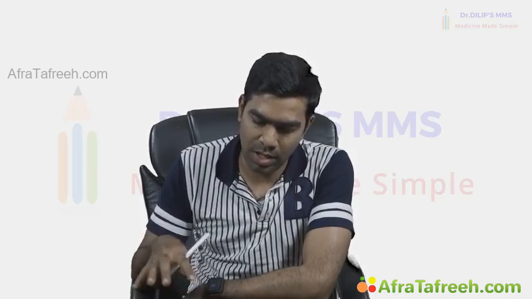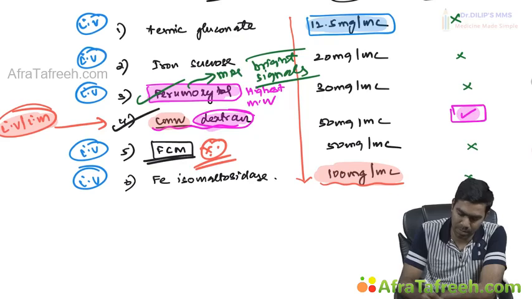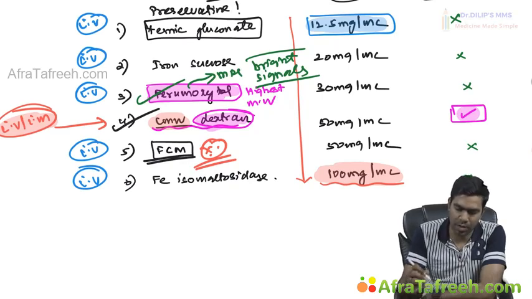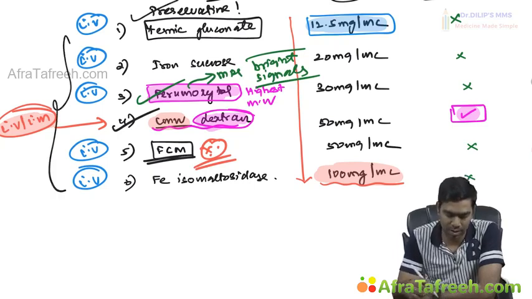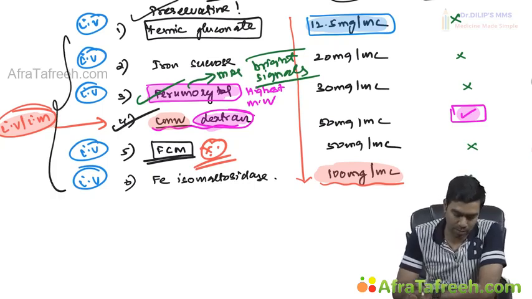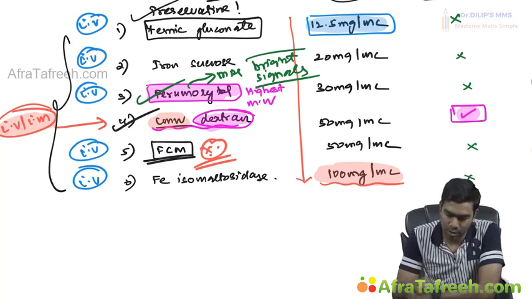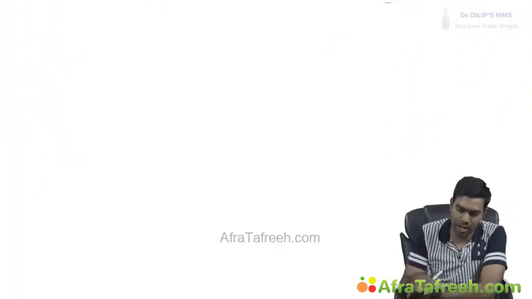So among this, if they ask you out of all these things what has a preservative, only one thing has a preservative, that is ferric gluconate. It is the only thing that has a preservative in the form of benzyl alcohol. Apart from that, none of the other things has a preservative. That is, benzyl alcohol is there in ferric gluconate. So these are the things that are important to understand about the IV iron replacements.